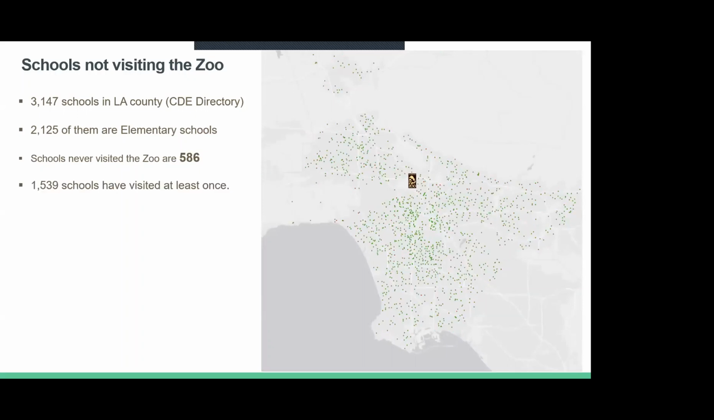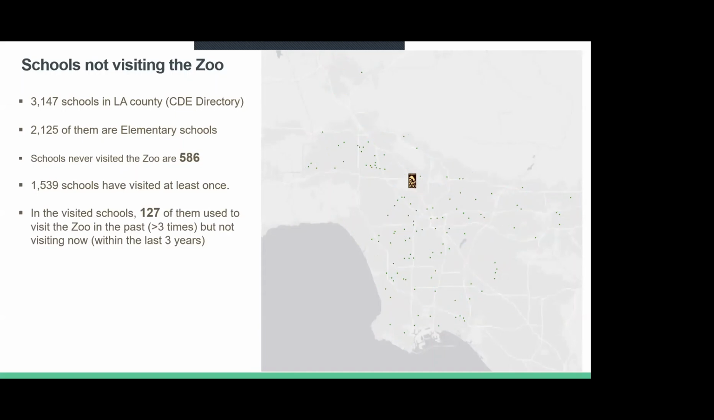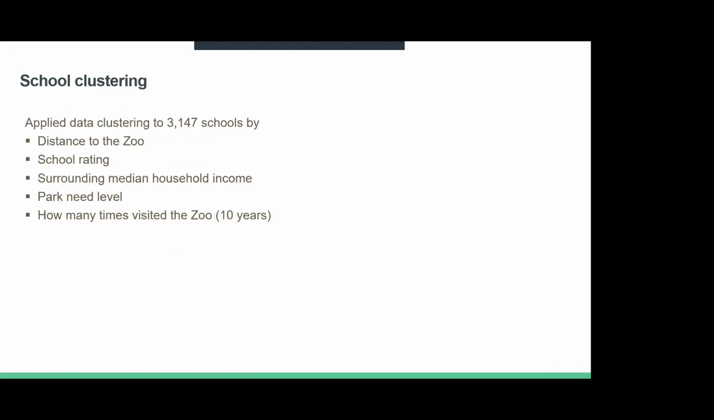The rest, 1,539, have visited the zoo at least one time. But among these, there are 127 that used to visit the zoo quite a bit, meaning at least more than 3 times. Then they stopped visiting recently, which means in the recent 3 years they never came. These 127 plus the previous 586, which never came, can be a very good target for the zoo.